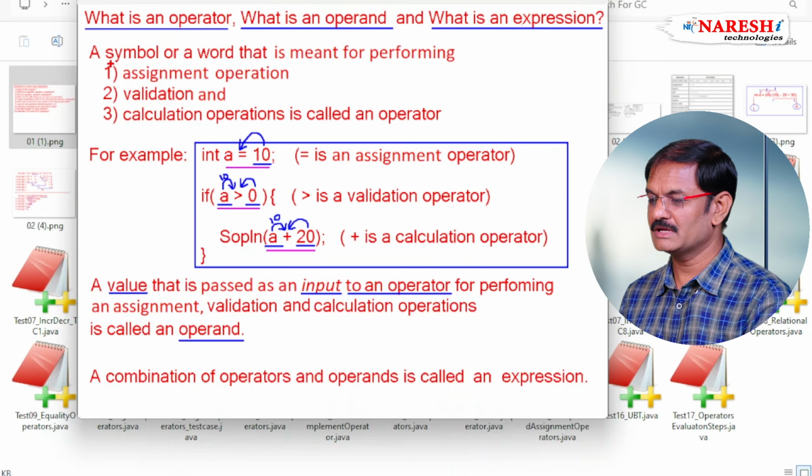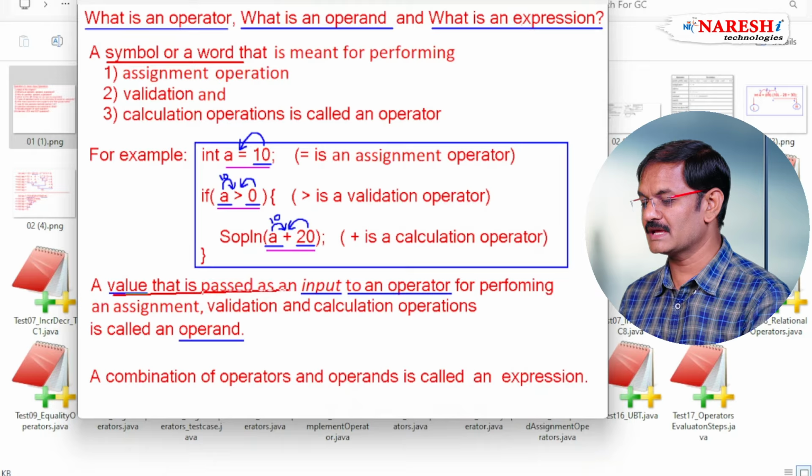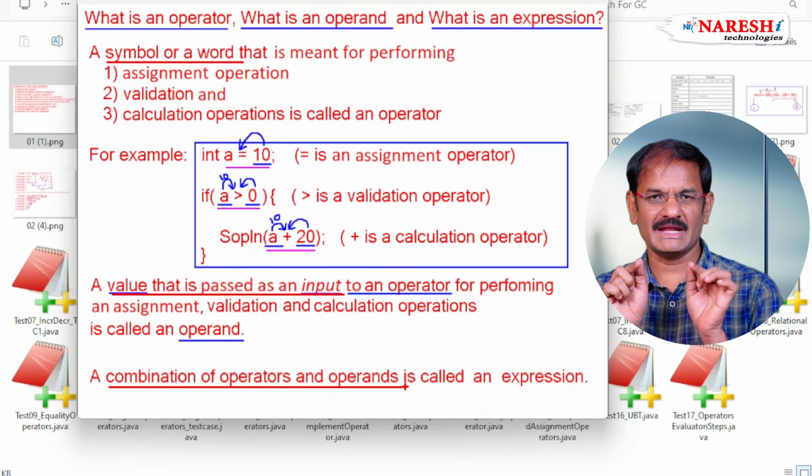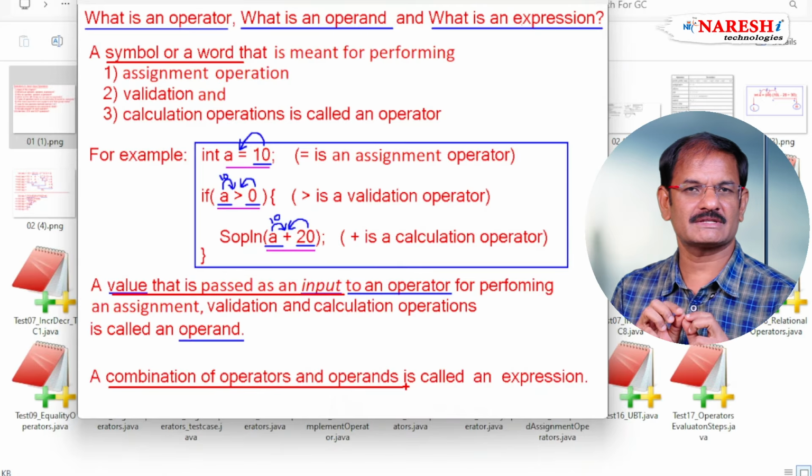What is an operator? A symbol or a word. What is an operand? A value passing as an input. What is an expression? A combination of operators and operands. So you should have clear clarity on these three words for understanding this chapter.